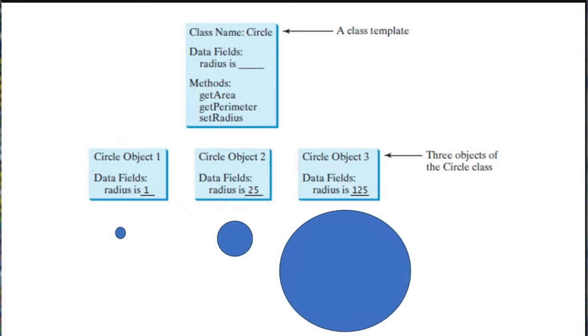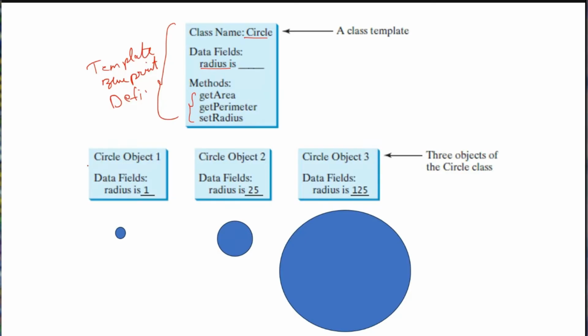Then think this way to understand the difference between a class and the object. Here, the class name is circle, the data field is radius, and these are the methods. Obviously, you will define a constructor also. This is a template, or you can write blueprint, or just definition. But the actual object is not there. The actual object is the instance.